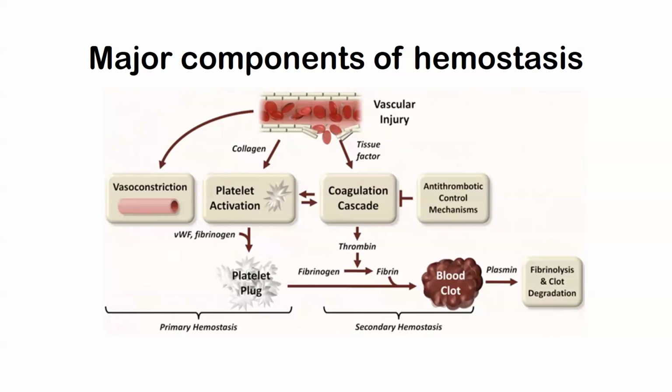Once the clot is stable enough and firm, the healing process happens. And once the injured site has healed, there is something called fibrinolysis and clot degradation, where the clot is broken down. But we also need to understand that there is an antithrombotic control mechanism, which balances the coagulation so that one cannot overpower the other. So this is just a brief explanation of what happens when an injury happens in our body. Next.